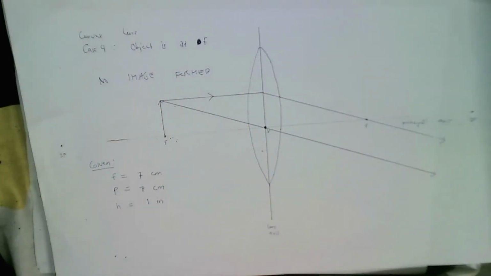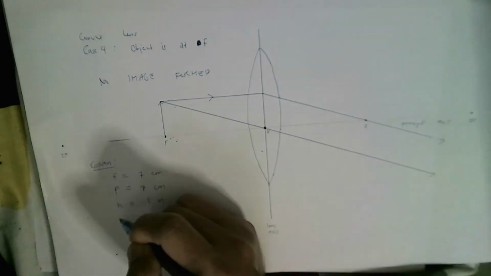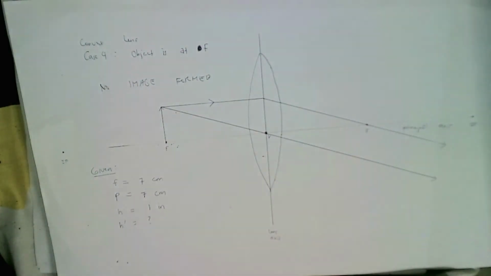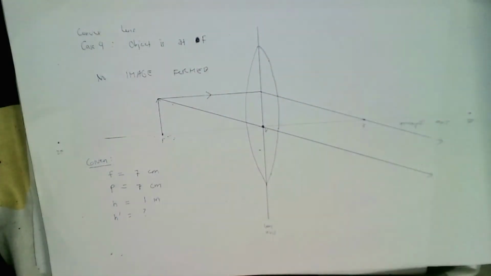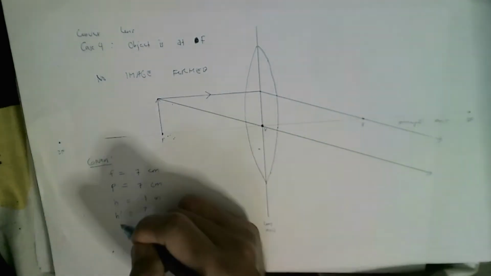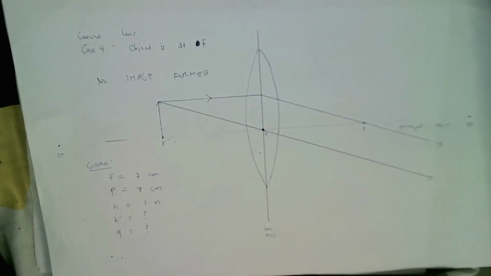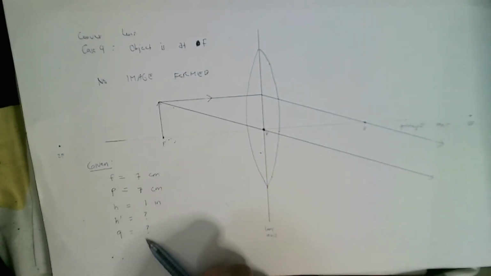Right? We set that to be 1 inch. And that's all we know. We don't know the h prime, or the height of the image, because assuming we have not done the ray diagramming yet, we don't know what the height of the image is. And we don't know q also, which is the image distance. Okay, so we're going to first solve for q, because that's the only thing that we can solve.